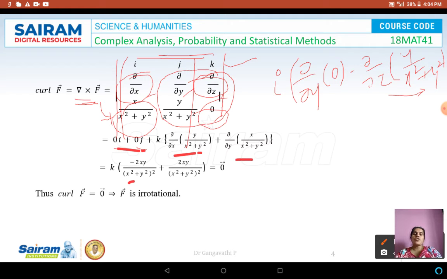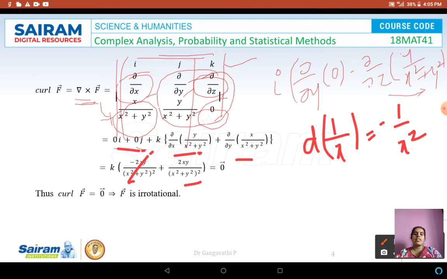And differentiation of x/(x²+y²) with respect to y. So x is in the numerator, a constant, keep it as it is. Differentiation of 1/x is minus 1/x². So keeping this in mind, differentiation of 1/(x²+y²) is minus 1/(x²+y²) the whole squared, and differentiation of y² is 2y. So we have written it. One is a positive term and the other one is a negative term, they cancel, and we have curl f equal to 0, which implies that vector f is irrotational.